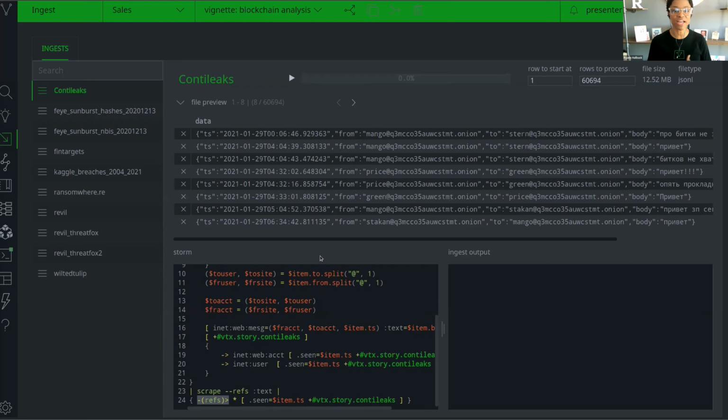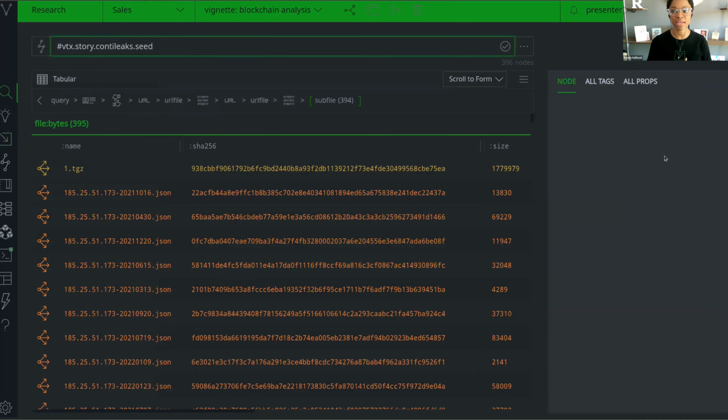And then lastly, after we had all of this data added to the system and tagged, we went ahead and translated the messages that were in Russian to English so that we can easily take a look at that data and analyze it. So what did it look like once we got it into our system? Here, what I'm going to show you is just a quick summary or synopsis of some of the web messages that we pulled in and tagged with the tag of Contileaks.